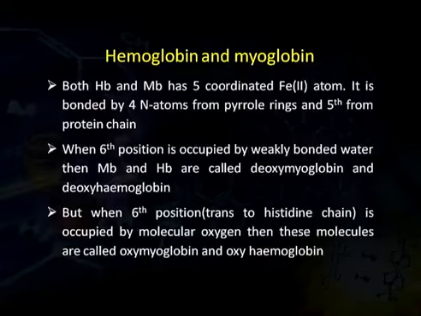This means the iron present in the center of the hemoglobin and myoglobin is 6 coordinated. The 4 coordination sites are the 4 nitrogens from the pyrrole rings, and the 5th is the imidazole nitrogen from the protein chain. If the 6th position is occupied by weakly bonded water, then it is called deoxyhemoglobin or deoxymyoglobin, that is, oxygen is not present. But if the 6th position is occupied by molecular oxygen, then these molecules are called oxyhemoglobin and oxymyoglobin.